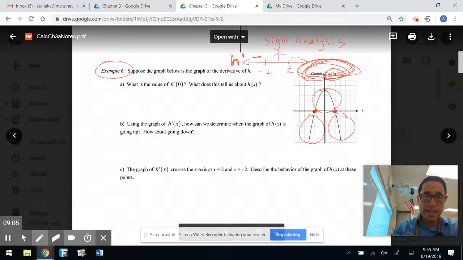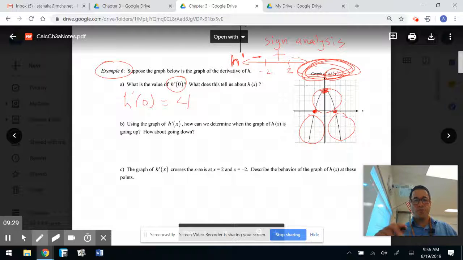Okay, what is the value of h prime of 0? Well, the value of h prime of 0 would be whatever the output value is on that graph. That would be h prime of 0 right there. And we're going to write that h prime of 0 is equal to 4. Okay, if h prime of 0 is equal to 4, what does it tell us about h of x? Well, remember, the derivative graph will always tell us information about the original graph, h. And it tells us that h of x at x equals 0 has a slope of 4.